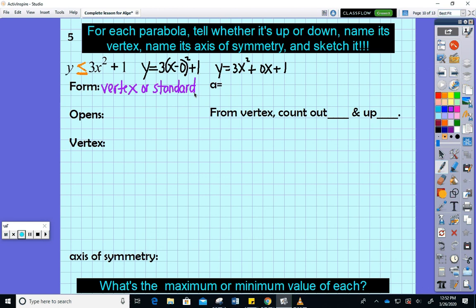Now I'm going to tell you, I think standard's the easier way to go. So you can work with it as if it's in standard form, but vertex form, I don't know if I just said that backward. I'm sorry if I did. Vertex form's easier. This guy opens up because we've got an a value of 3. The vertex I can just look at if I look at it in the vertex form way I've rewritten it. So that would say the vertex is at 0, 1.